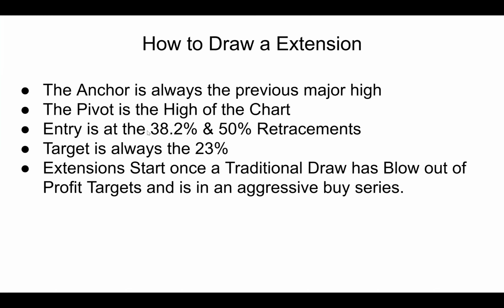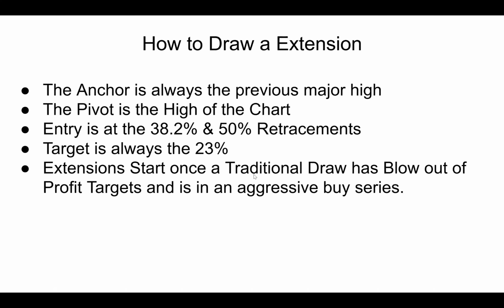And the entries, this is what's a little more complicated about extensions versus traditionals. In traditionals, which is a low to a high in a long sequence or a high to a low in a short sequence, traditionals only have entries at the 50% as far as how I use them. Extensions can be both the 38 and the 50, as you just saw in the example I gave you before. But the target I always use is the negative 23. There's rarely circumstances where I use targets greater than the negative 23.